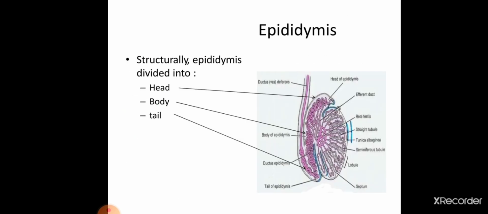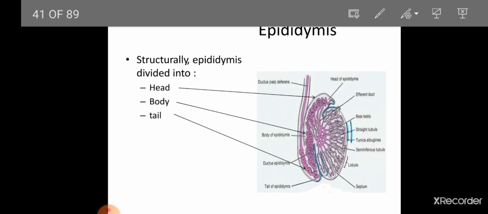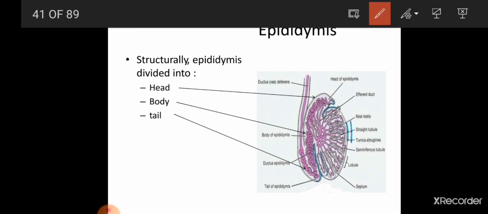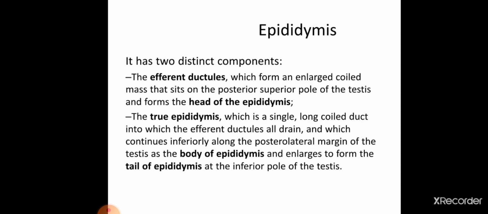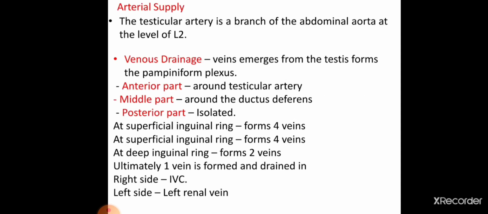So here we can see the formation of epididymis in the form of its head, that is the efferent ductules of the rete testis forms the head, body, and then they continue in the form of tail of the epididymis. Now the arterial supply of the epididymis is from the testicular artery, which is the branch of abdominal aorta at the level of L2 vertebra. Then venous drainage. The veins emerge from the testis and form the pampiniform plexus.